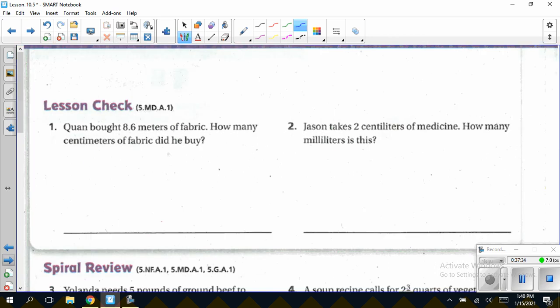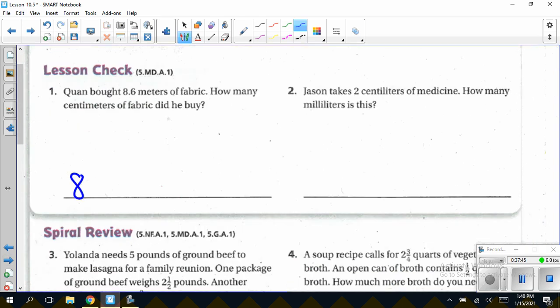Moving on to the back. On the back, numbers 1 and 2, they are from today's lesson. Number 1 says Quan bought 8 6/10 meters of fabric. How many centimeters of fabric did he buy? So you are converting 8 6/10 meters into centimeters. And I do believe, if I recall correctly, that this is a drag and drop as well. And number 2, Jason takes 2 centiliters of medicine. How many milliliters is this? So you are converting 2 centiliters into milliliters. Again, I believe it's another drag and drop type question.